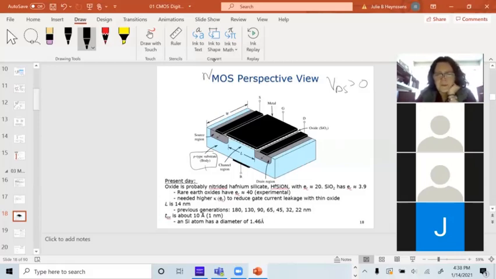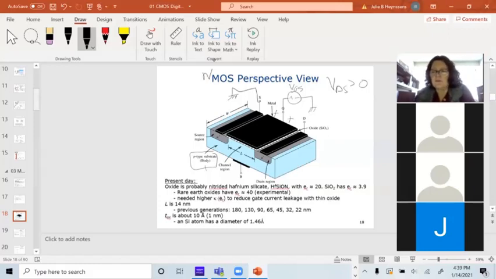The gate's this big area right here overlapping the channel. When I put a voltage between the gate and the source, I'm going to put a positive voltage at the gate with respect to the source. And we'll just say the source is grounded for this example. What happens is I collect positive charge on this plate. It's going to act like a capacitor. It is a capacitor. They call it a MOS capacitor too.